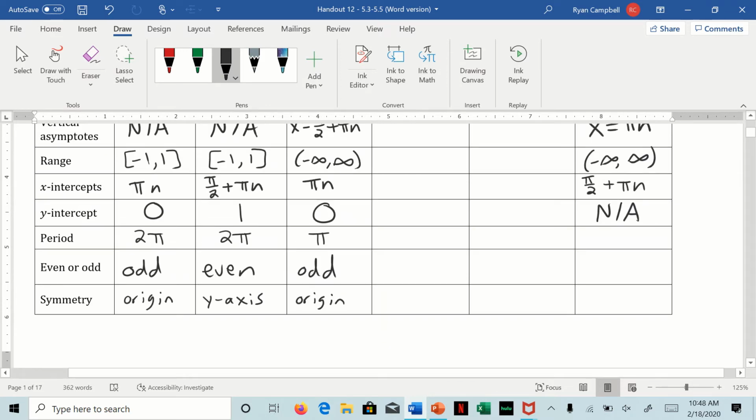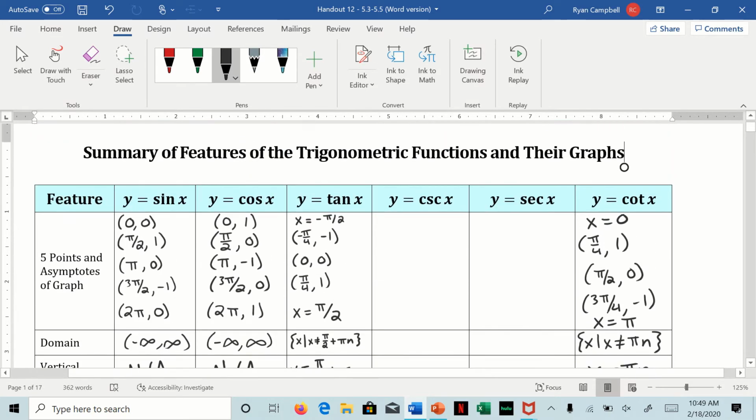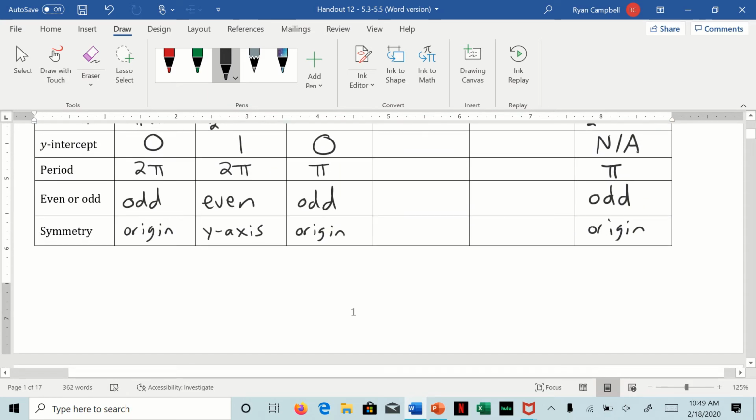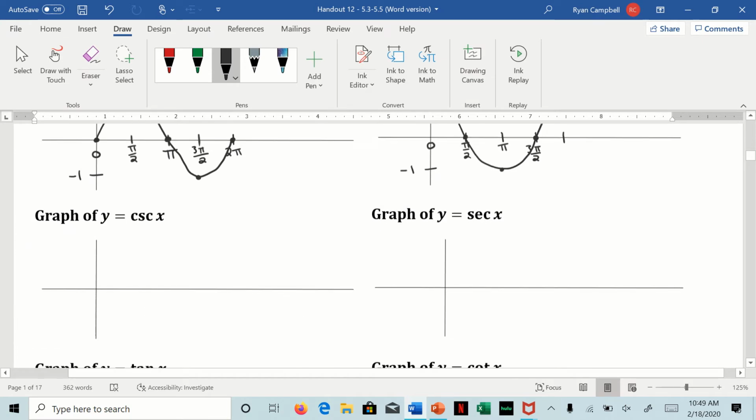All right, period. We already saw that it's pi, but again, it should be the exact same period as tangent, since they're just inverses of each other. Since tangent is odd, we know cotangent is odd, which means that it is symmetrical with respect to the origin. All right. Lastly, let's talk about cosecant and secant.